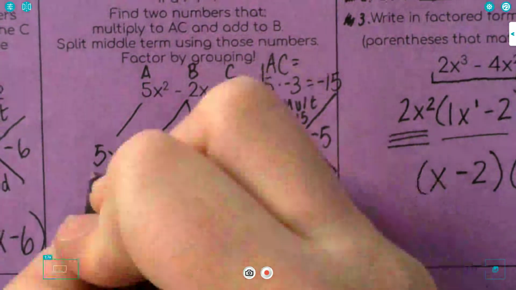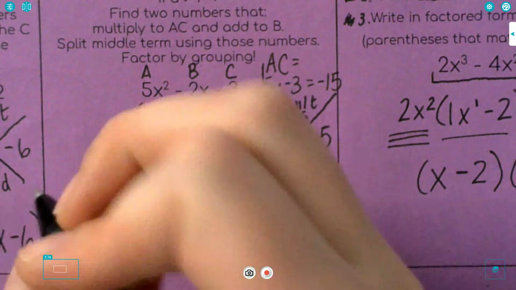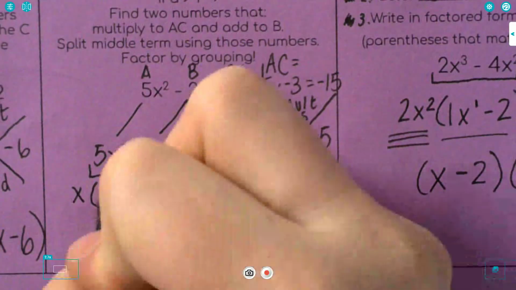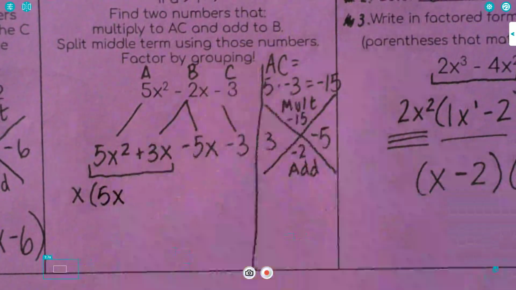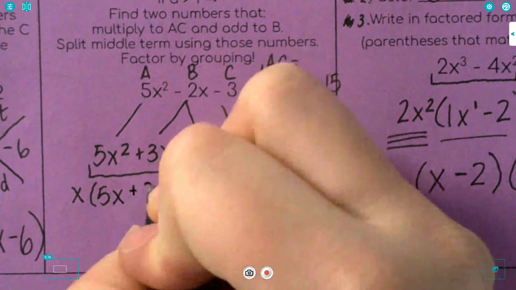5 and 3, we can't divide by anything other than 1, but we can pull out an x. So 5x squared, pull out an x. Leaves behind the 5 and the other x. 3x, pull out an x. Leaves behind the 3.